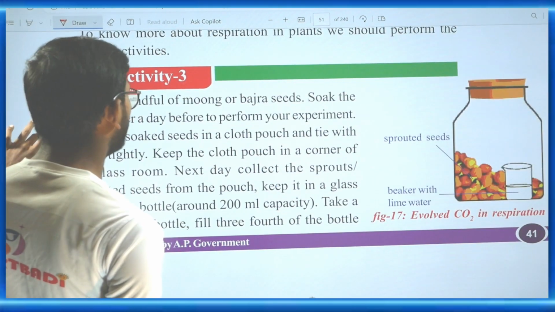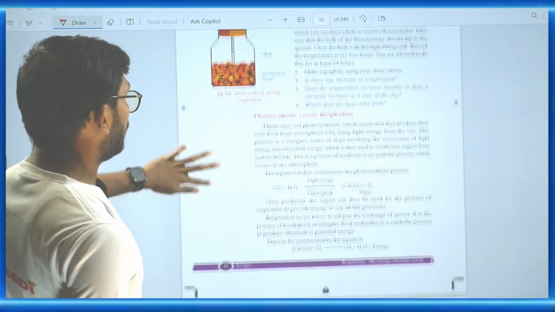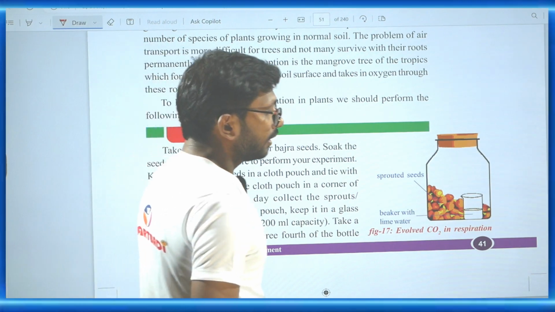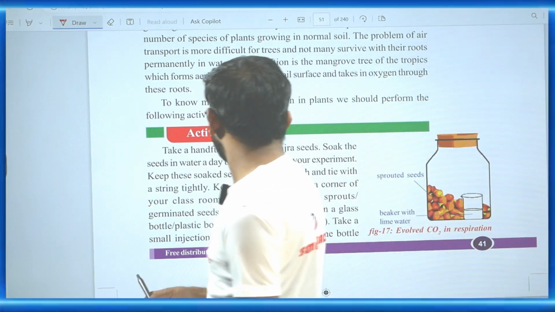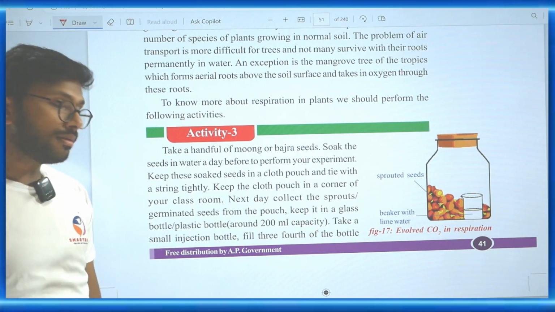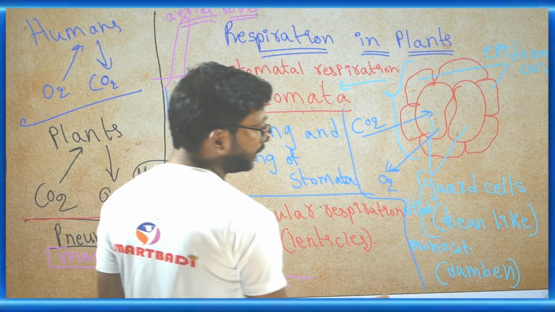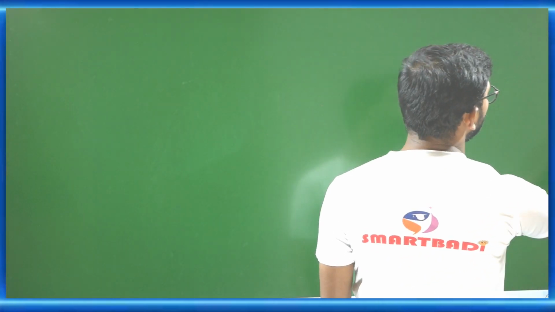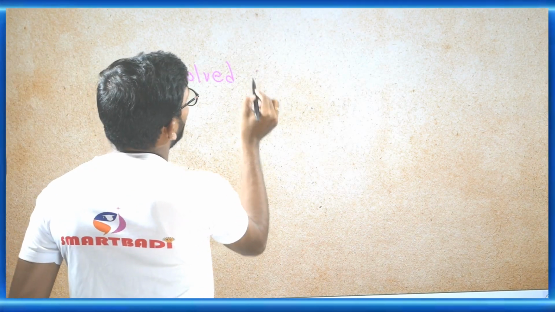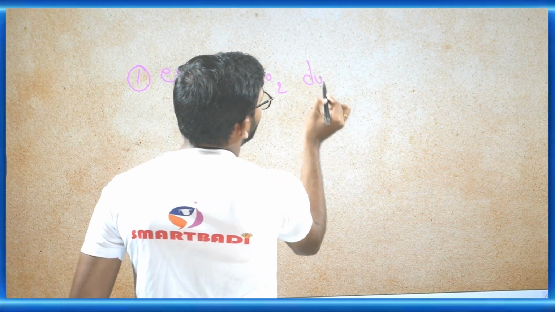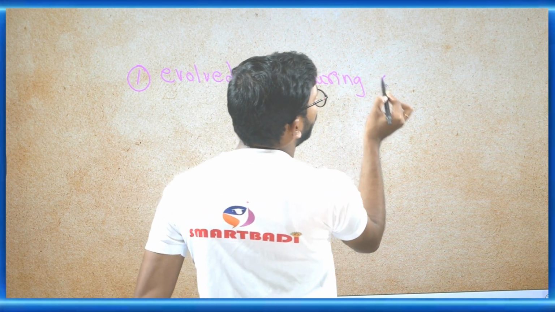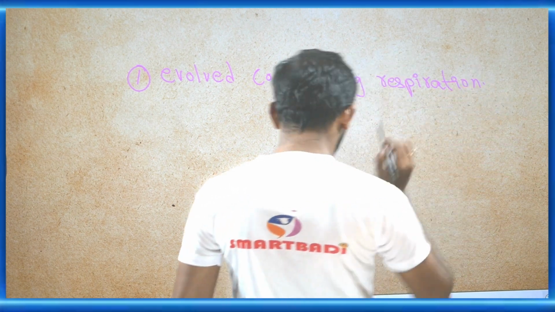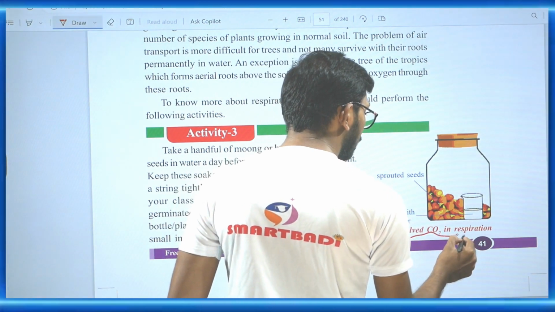After the completion of that, next we have activity one and two. If we complete these two activities, then it completes our chapter. The first activity is to prove that plants release carbon dioxide. Evolved CO2 during respiration. Here they are proving the evolved CO2 in respiration.